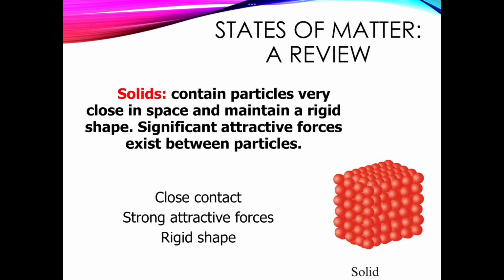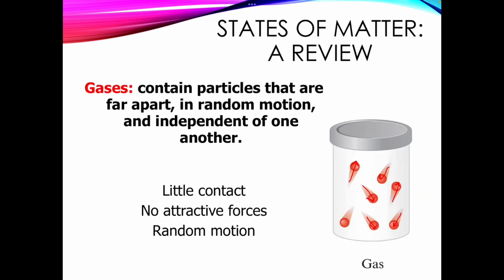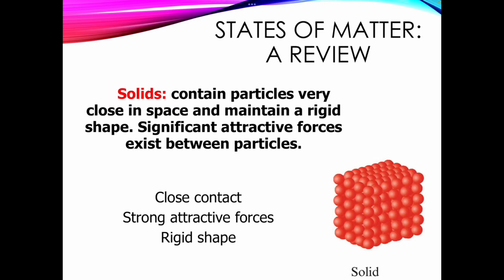So this is in direct contrast to solids. Solids contain particles that are really close together. This is essentially exactly opposite of gases. They are very, very, very close together, and they have a very rigid shape, like the chair you're sitting in or the pencil that you're holding, right? They have a definitive shape, as opposed to gases. Gases don't actually have a shape. They just take the shape of whatever container they happen to be in at the time. But solids have a definitive shape.